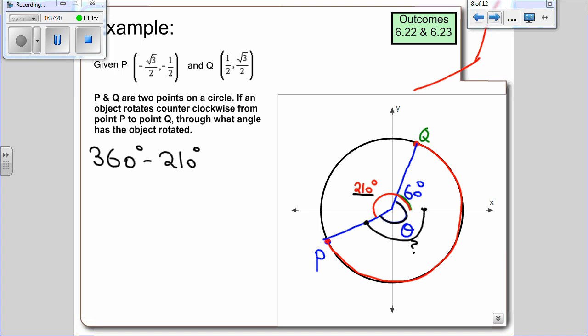But that only gets me from P back to the x-axis. I want to get all the way around to Q. So that means I need to go another 60 degrees, which would get me from the x-axis to Q. So the final answer for this would be 210 degrees.